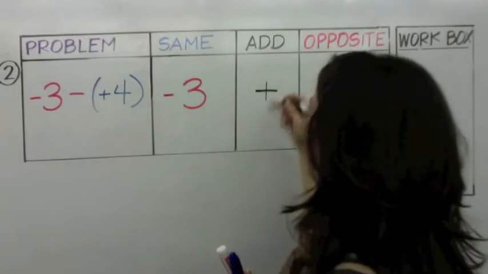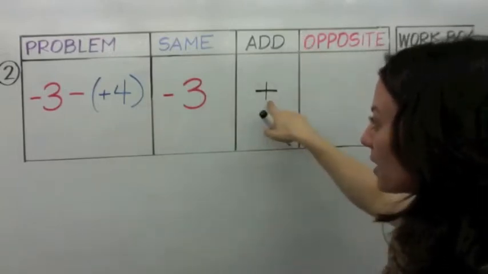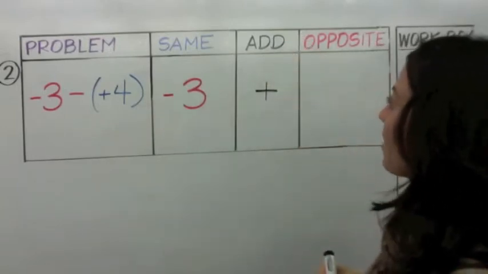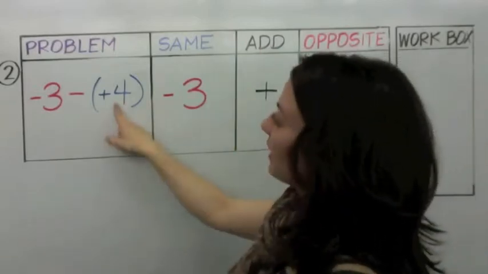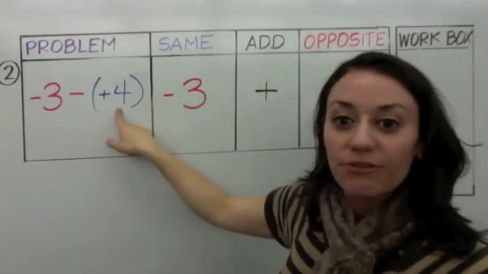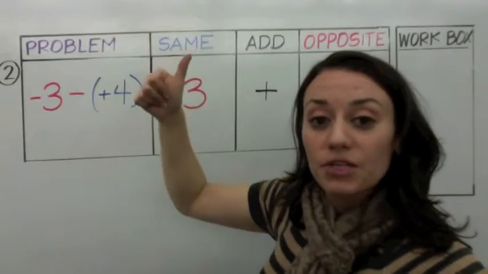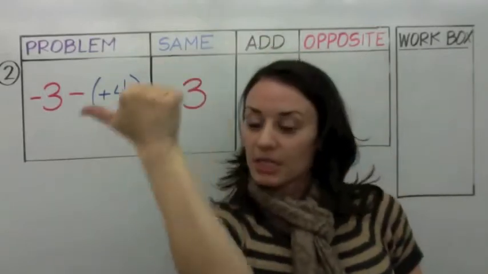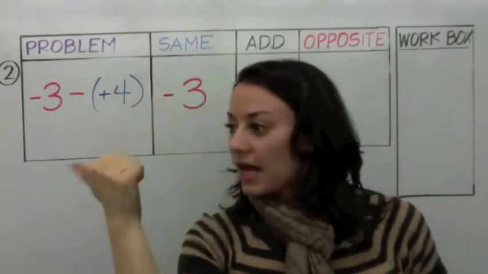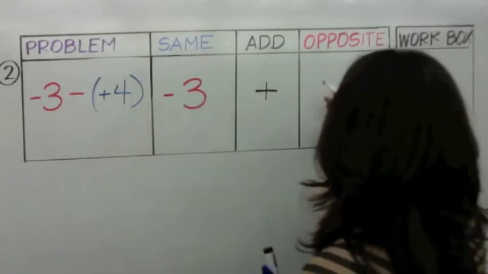Always going to put a plus sign where you see add. What are you going to do? Put a plus sign where you see add. And then we're going to look at the opposite of the second integer. What is the opposite of positive 4? Well, here's positive 4. What's the opposite? Negative 4. So we're going to change this to negative 4.